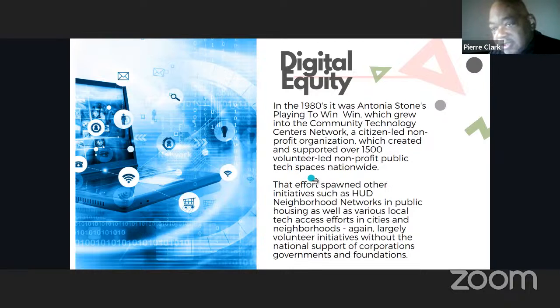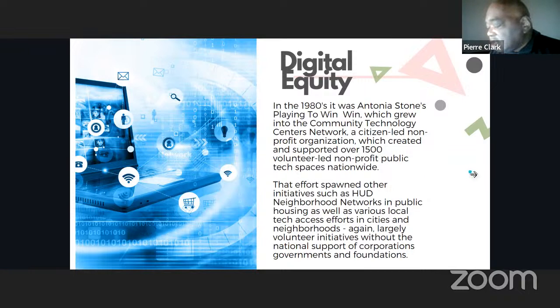And so she provided access through her Playing to Win for kids that she was teaching to have access to computers. And that grew into an organization called CTCnet. And by the early 90s, you had a lot of these technology centers starting in different places. In fact, at one time, the organization had 1,500 centers around the country. It's no longer in existence, but at that time, that was the only access that kids and many adults had to computers and technology, because the schools didn't have them. They didn't have the PCs. They didn't have those tools.